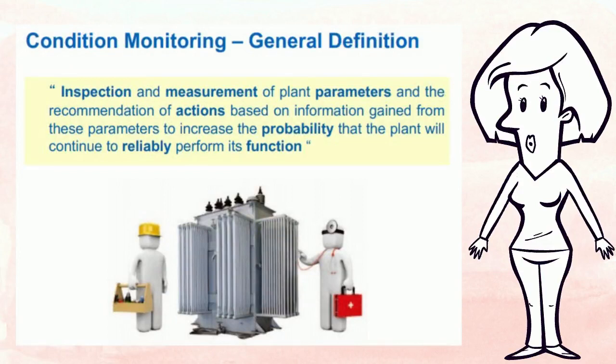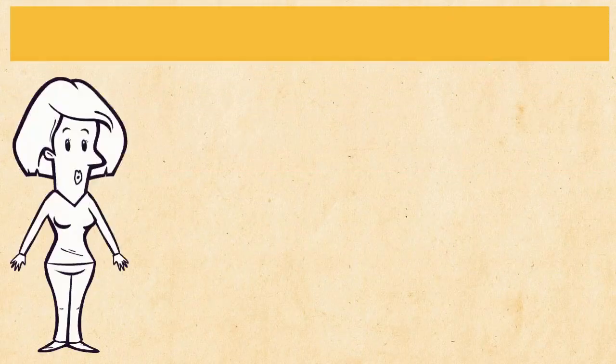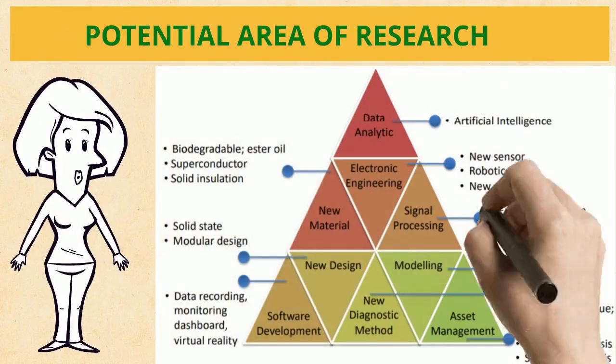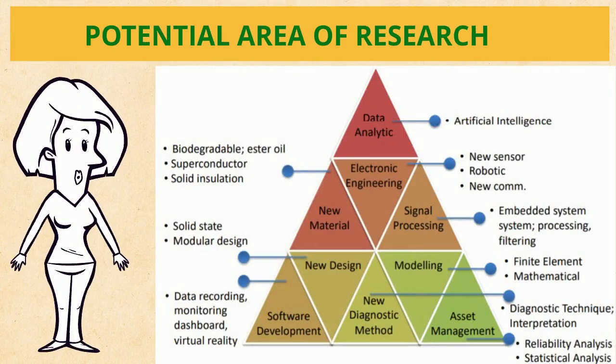Condition monitoring in general definition: inspection and measurement of plant parameters and the recommendation of action based on information gained from these parameters to increase the probability that the plant will continue to reliably perform its function. And lastly, this is a potential area of research.